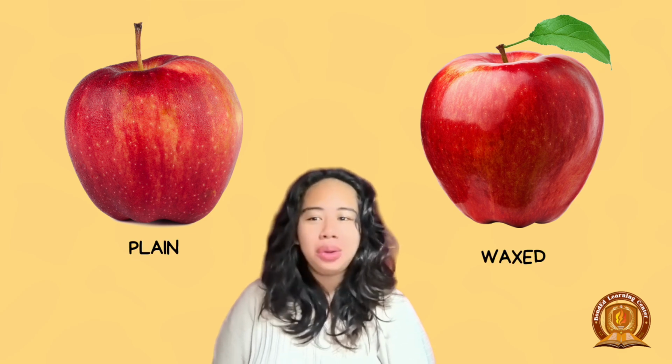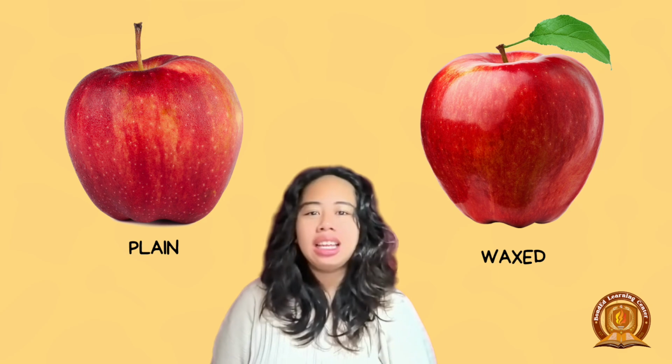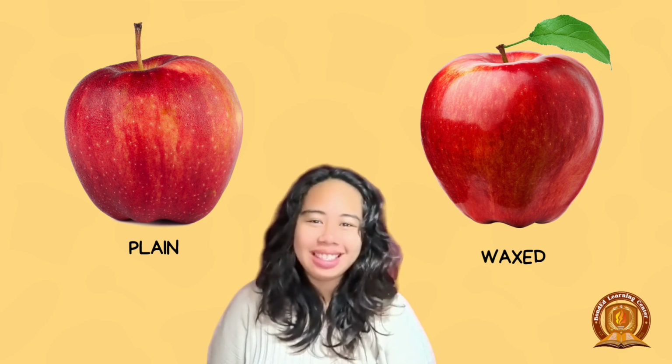On the screen, I have two apples. What do you notice about them? If you said that the other one looks shinier, then you are correct. The reason why the other one is shinier is because it has wax. It is coated in wax. It is nature's protective shield. It's like a raincoat for living things.